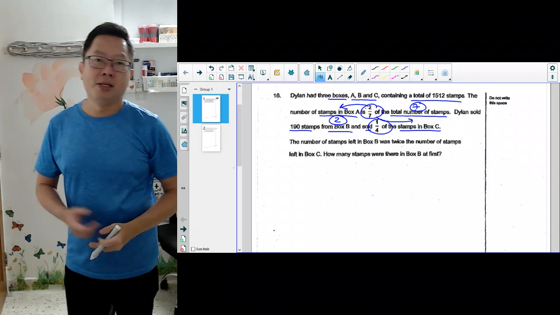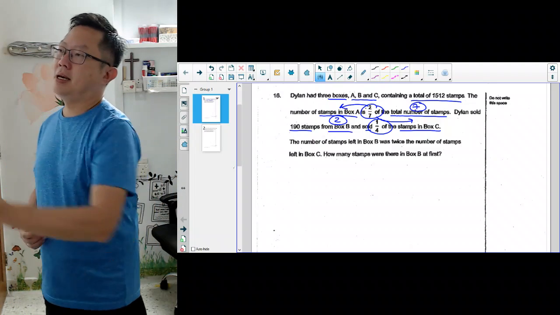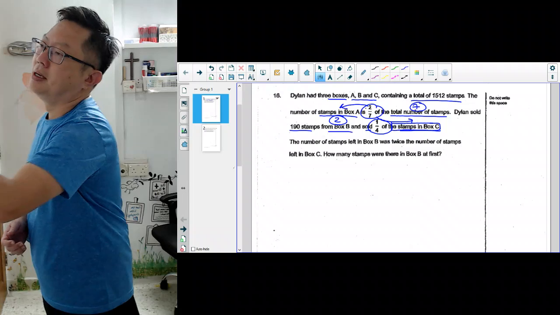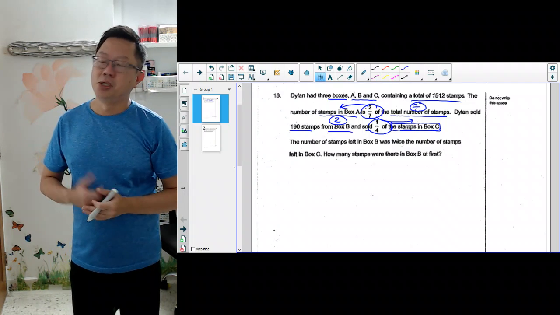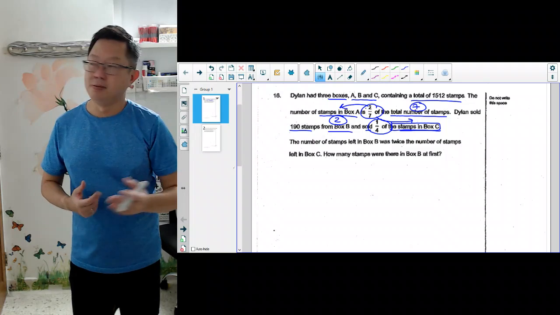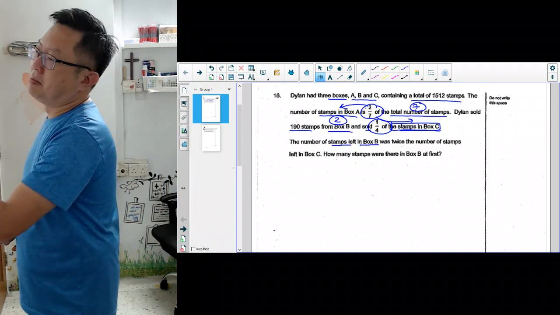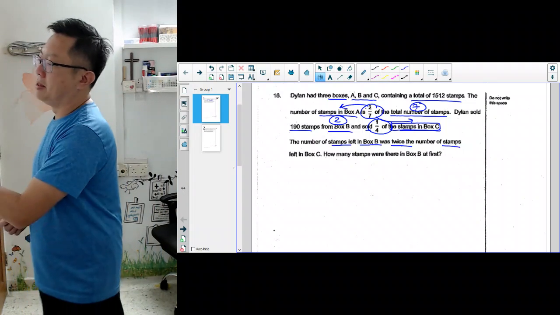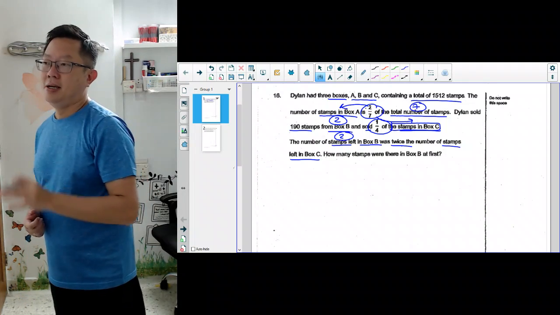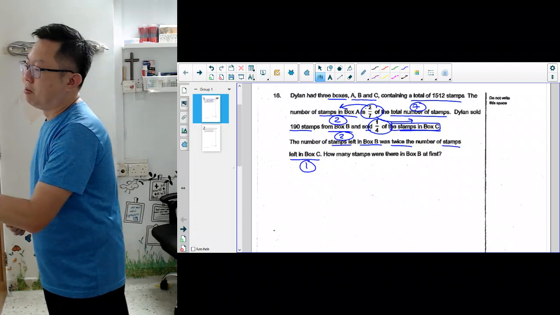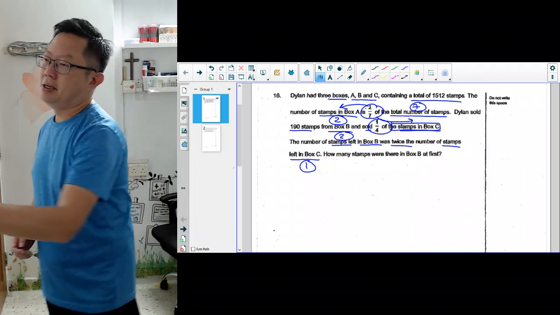So this 1/4, what is it talking about? It's talking about the stamps in box C. So when you draw 1/4, you will have to show the fraction in your model. The number of stamps left in box B was twice the stamps left in box C. So it means that you have 2 times, and box C will be 1 time left. So how many stamps were there in box B at first?